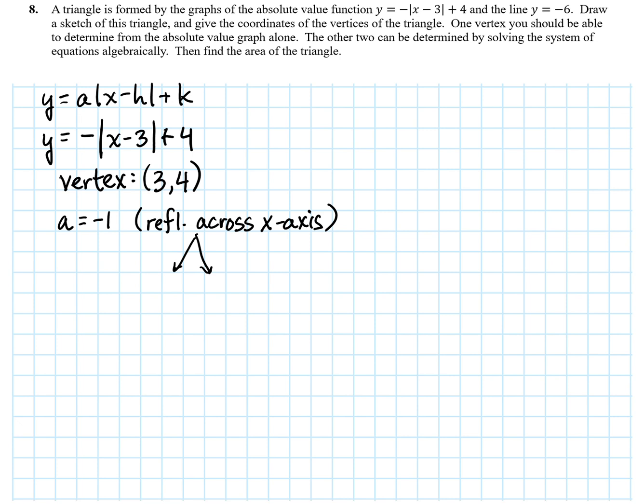Right? And this thing's related to slope. It's not technically slope because it's really two different slopes. But on this side, the slope will be +1. And on this side, the slope will be -1 because of that a value right there. And that should be enough to graph it. So we'll start at the vertex, which is (3, 4).